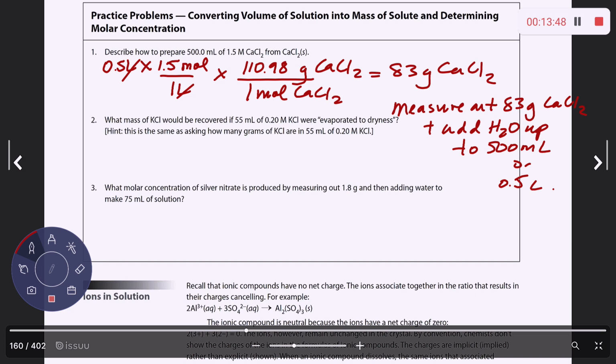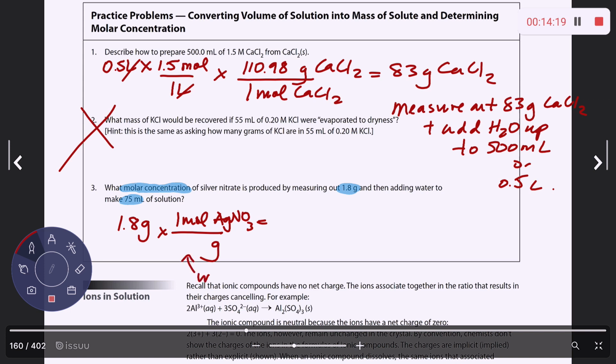Agreed? Okay. We're not going to do number 2, but I would like to take a look at number 3 before I move on to the next part. Number 3 wants to know what the molar concentration is of silver nitrate. They measured out 1.8 grams and added water to 75 mils. So all they're telling you here is that you've got to convert your grams to moles. And silver nitrate is AgNO3.